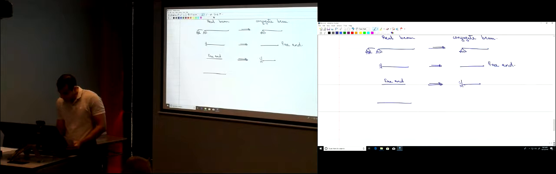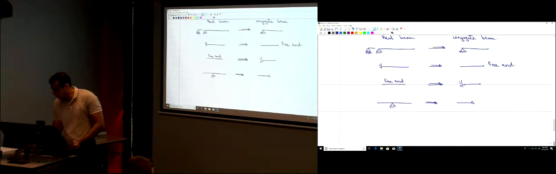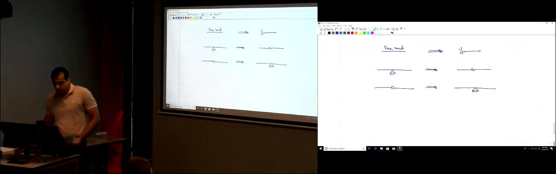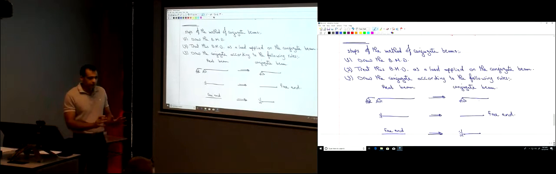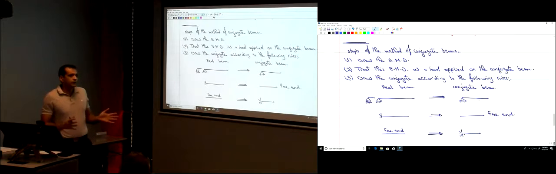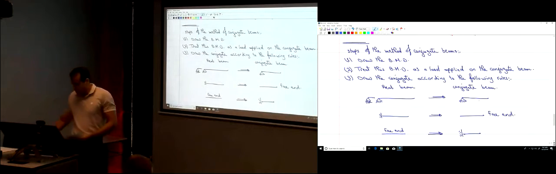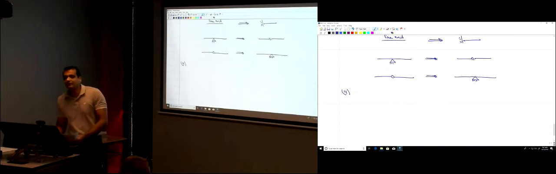If you have an internal pinned or roller support, okay, on the conjugate beam, that becomes an internal hinge. And the opposite, if you have an internal hinge in the real beam, okay, in the conjugate beam, that becomes a pinned support. Okay? And then, so now you have the real beam, you draw the bending moment for it, you take this bending moment and assume it's a load, okay, on the conjugate beam. You draw the conjugate beam according to those rules, okay? And then you solve or analyze this conjugate beam and find the deflection and the rotation.